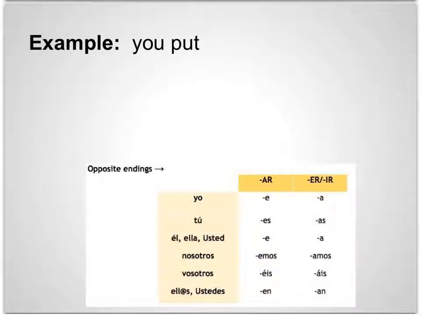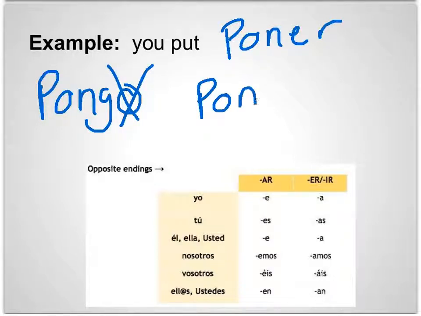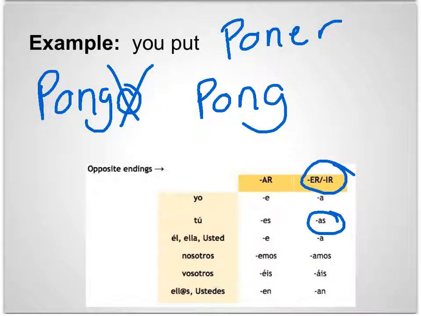Another example, you put. The verb for to put is poner. Remember the yo form? Yo pongo. All right, we take off the O. We're left with pong. And we need the tú form here. And this is poner. It's an ER verb. So the tú form ending is as. Tú pongas.